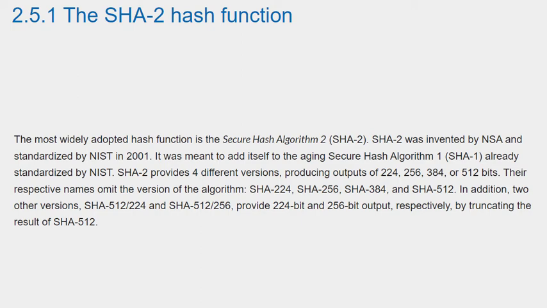SHA-2 provides four different versions, producing outputs of 224, 256, 384, or 512 bits. Their respective names omit the version of the algorithm: SHA-224, SHA-256, SHA-384, and SHA-512. In addition, two other versions, SHA-512-224 and SHA-512-256, provide 224-bit and 256-bit output, respectively, by truncating the result of SHA-512.